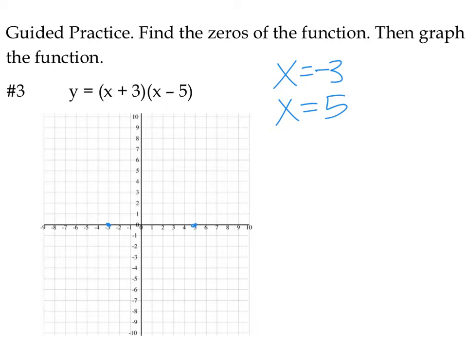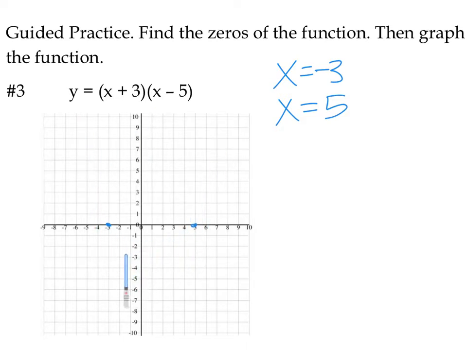One thing I can see is that this has a positive a value here, right? There's nothing written there, which means it'd be a positive 1. So it's going to be opening up on both ends, because it's even. x times x would be an x squared, so it's going to be like a parabola that opens up.